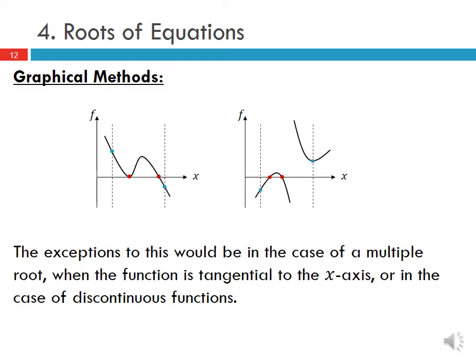There are some exceptions to this, for example in the case of multiple roots. In this case, where the function is tangential to the x-axis, f of a and f of b have opposite signs, but there are only 2 distinct roots in the interval. The other exception would be in discontinuous functions. Here f of a and f of b have opposite signs, but there are only 2 roots in the interval, and that's because the function is discontinuous. But in our course, we're only going to be concerned with continuous functions.